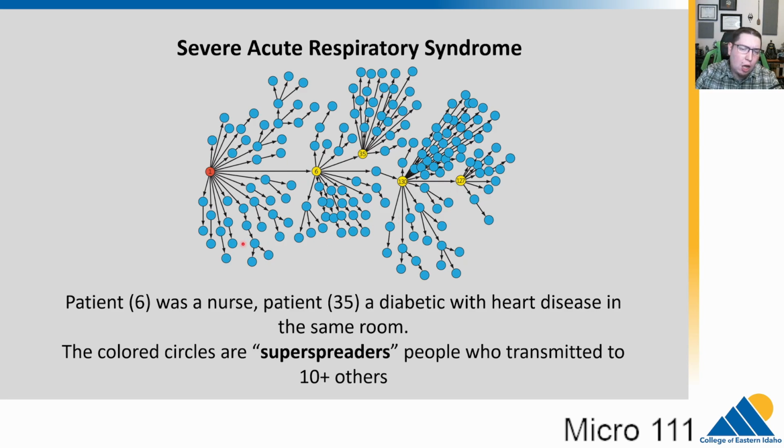You will see the colored circles are what we call super spreaders. Super spreaders are people who transmit the infection to 10 or more individuals. That is our definition of a super spreader. And there are various factors as to why that can happen. Maybe they have a higher viral load, maybe they're shedding it more, coughing more, not observing proper hygiene things, or just interacting with more people. All of these things can happen.